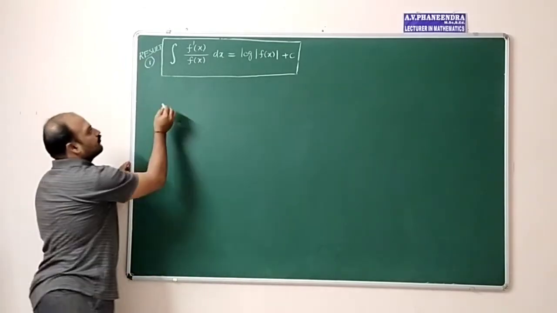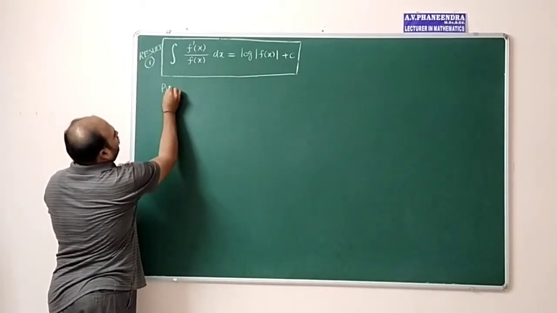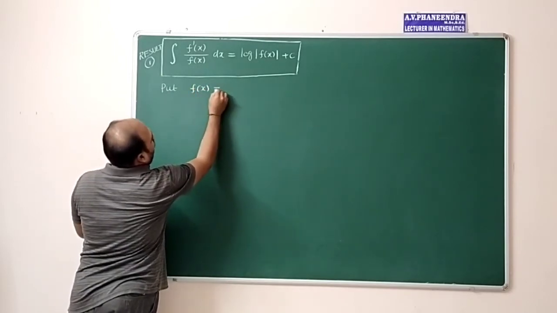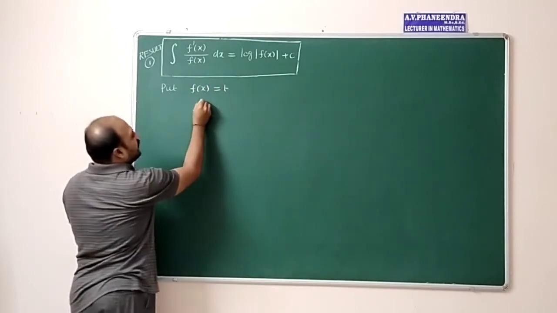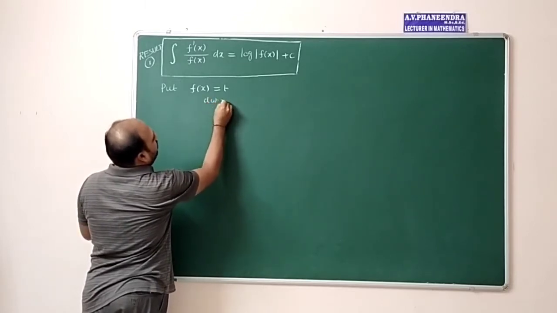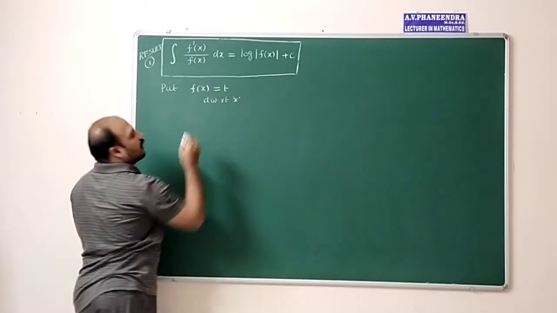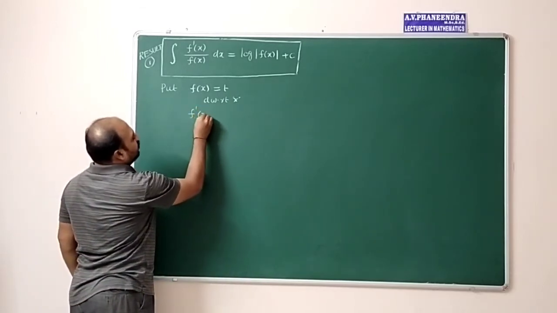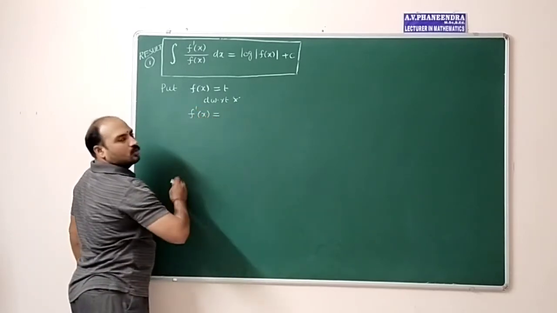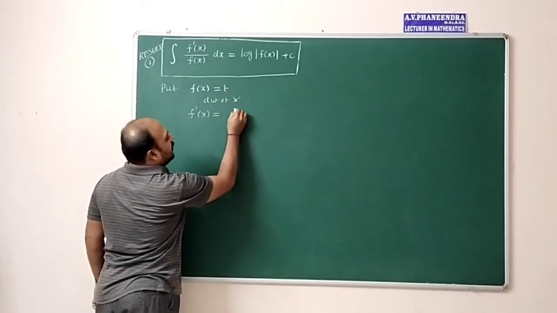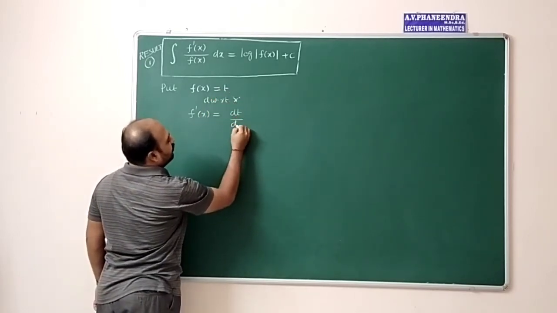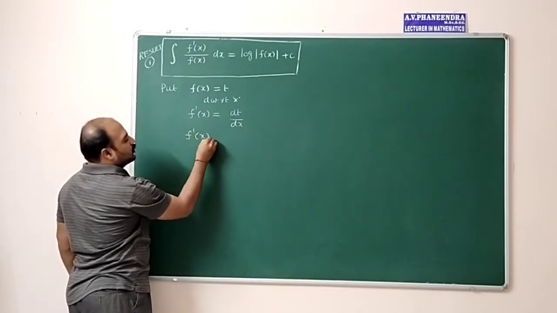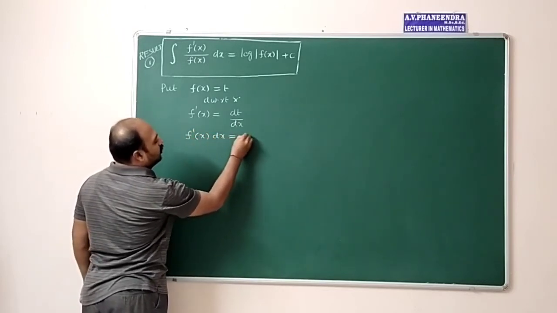So how? Put f of x is equal to t, differentiate with respect to x. The derivative of f of x is f dash of x, equal to the derivative of t with respect to x, dt by dx. Cross multiplying, f dash of x into dx is equal to dt.